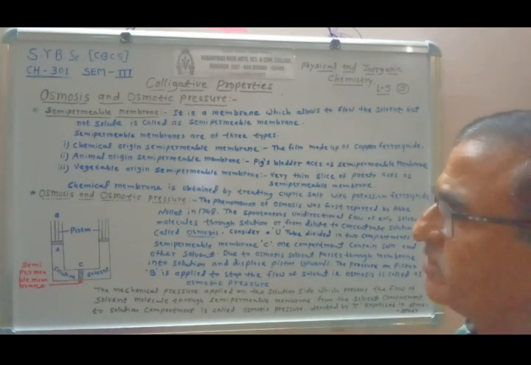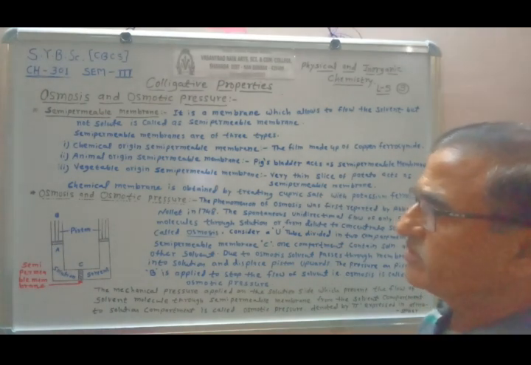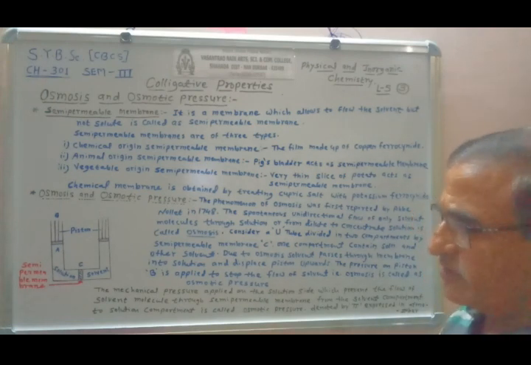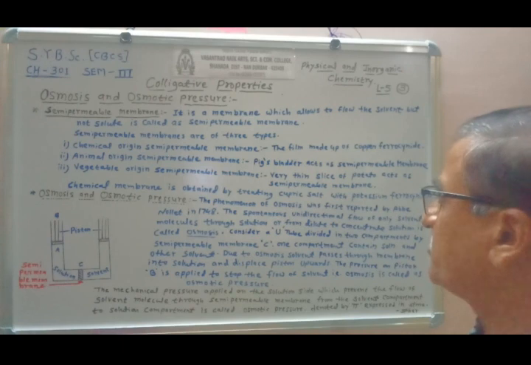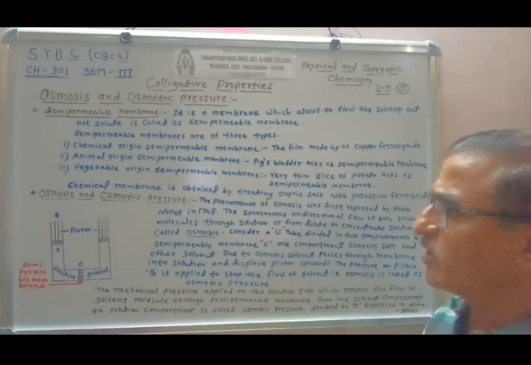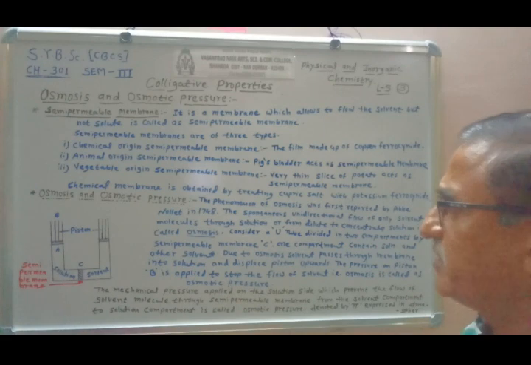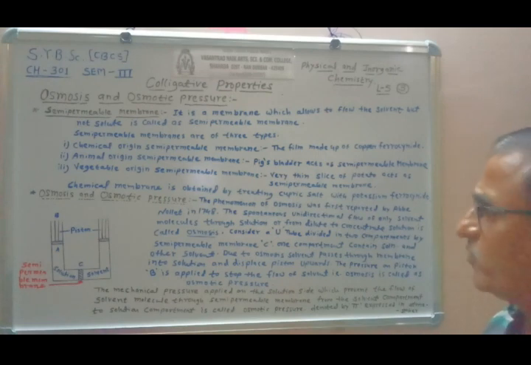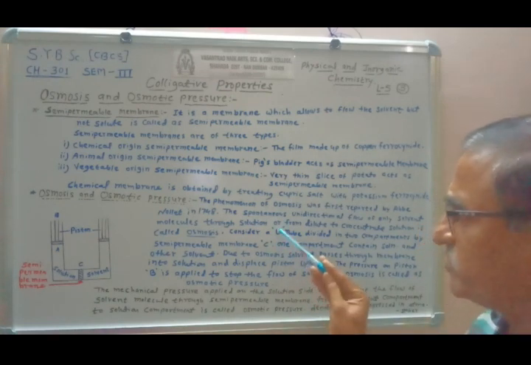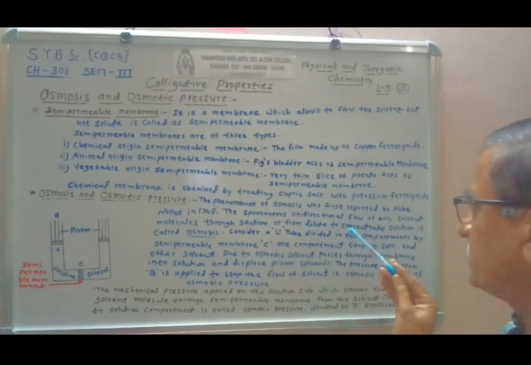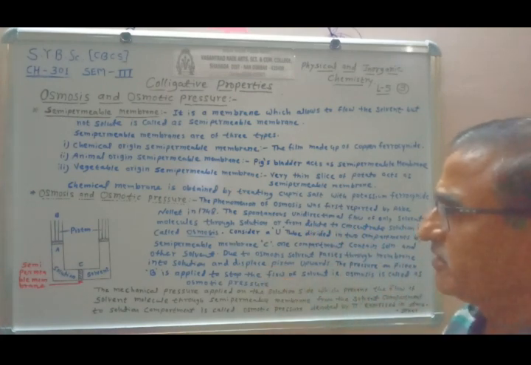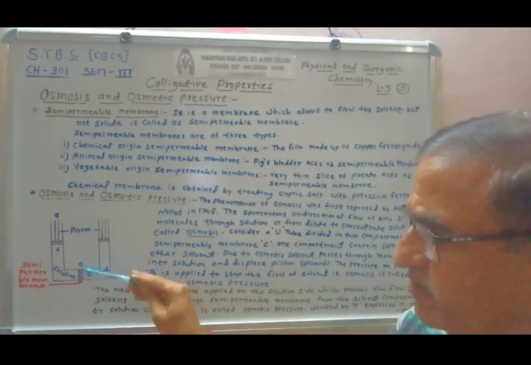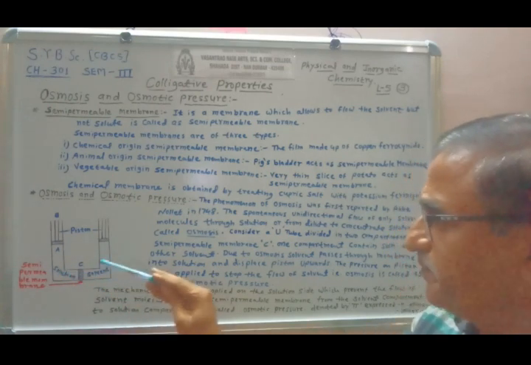So now here we must know how osmosis takes place and how we can know osmotic pressure. The phenomenon of osmosis was first reported by Abbe Nollet in 1748. The spontaneous, unidirectional flow of only solvent molecules through the semi-permeable membrane from dilute to concentrated solution is called osmosis. So here is the flow of solvent through the semi-permeable membrane towards the solution.